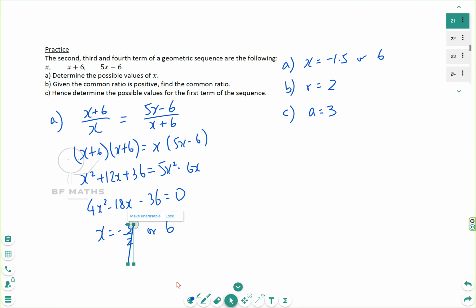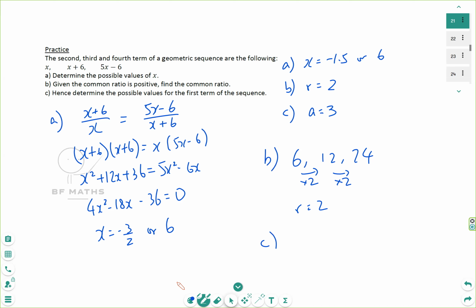Anyway, let's go back. So part B: find x, given the common ratio is positive. If the common ratio is positive, that means there should be no negative terms. That means x has to be 6. So if x is 6, then 6, 12, 5 times 6 is 30, 30 minus 6 is 24. You can see we're doubling each time. So r equals 2.